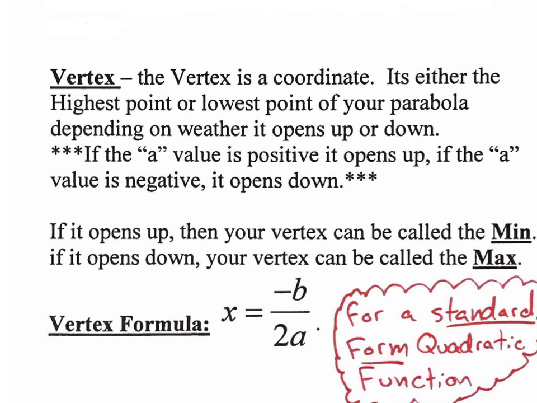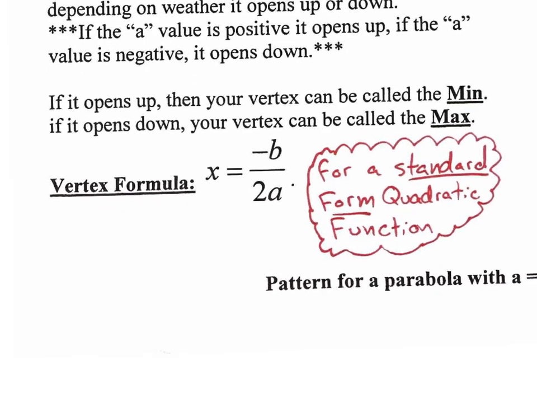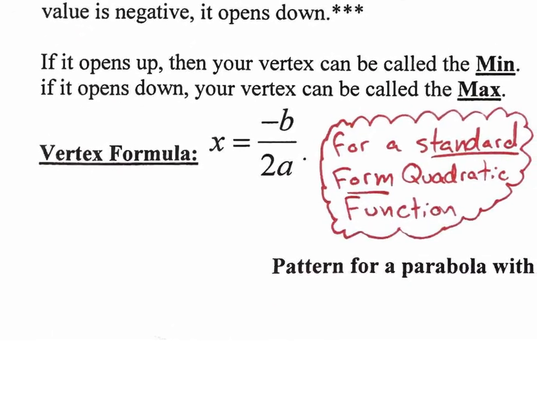Back when we did vertex form, it was really easy to find the vertex. It was just simply h and k. Think opposite on h, take k for what it is. Okay? But now, since we're dealing with standard form quadratic functions, we're going to have to memorize this vertex formula. x equals negative b over 2a. Okay, we need to memorize that. x equals negative b over 2a. And this is for a standard form quadratic function.